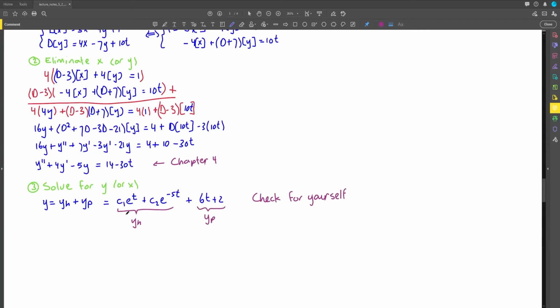Okay, now the last step to get x, we need to plug y in, and in this case, it could also be x, right? Depending on what you solve for. So plug y or x into an original equation.